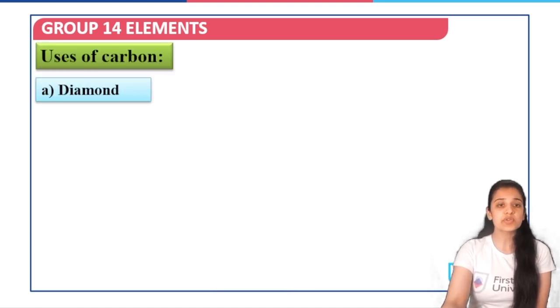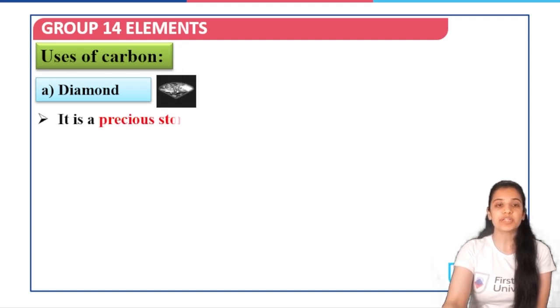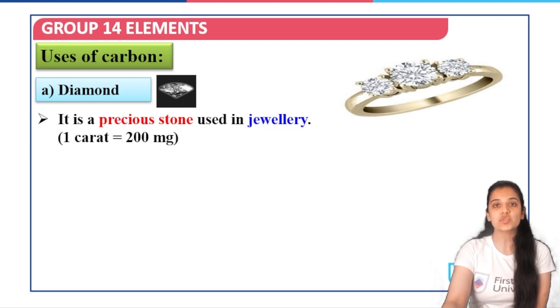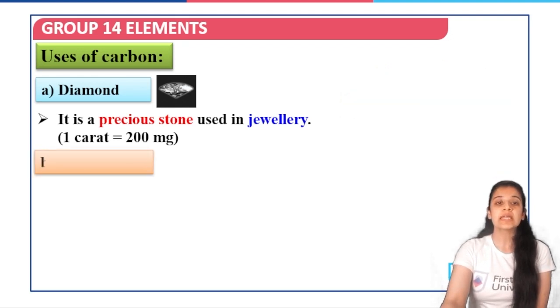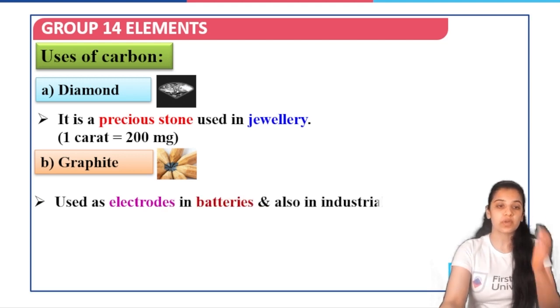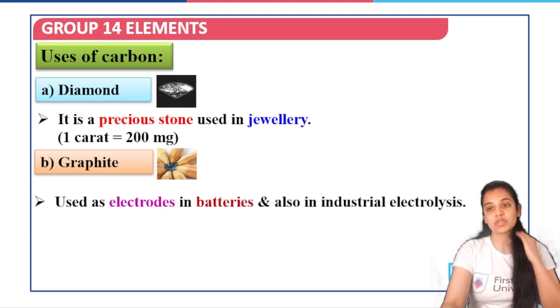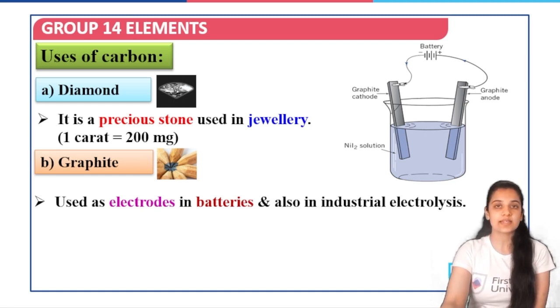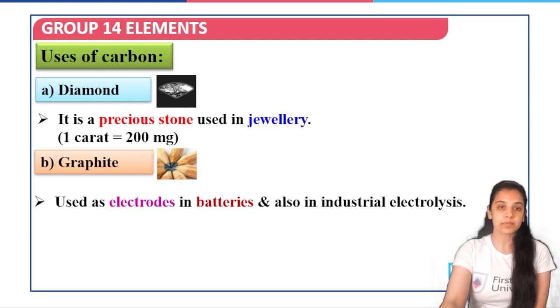So what are the uses of carbon? First of all, diamond. We have already seen that it's a precious stone which is used in jewelry and ornaments. 1 carat is 200 milligrams of it. Then we talk about graphite, which is another allotrope of carbon, used as electrodes in batteries and also in industrial electrolysis. Graphite electrodes are commonly used in various electrochemical cells for the same purpose.